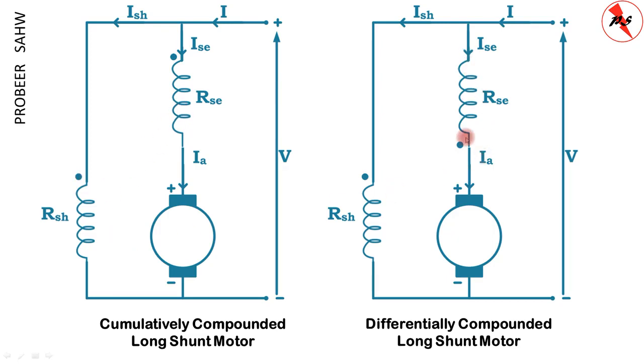In this case, the current leaves from this dot, therefore the flux generated by the series winding will be in opposition to the shunt winding. So this is cumulatively compounded, this is differentially compounded. The direction of the dot decides how the machine behaves.